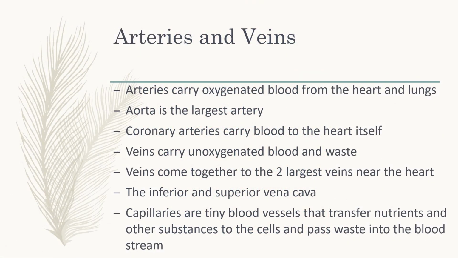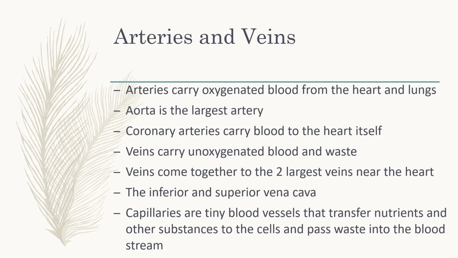Arteries and veins. Your arteries carry oxygenated blood from the heart and the lungs. Your aorta is the largest artery. Coronary arteries carry blood to the heart itself. Veins carry unoxygenated blood and waste. Veins come together to the 2 largest veins near the heart called the inferior and superior vena cava, and we just looked at those.